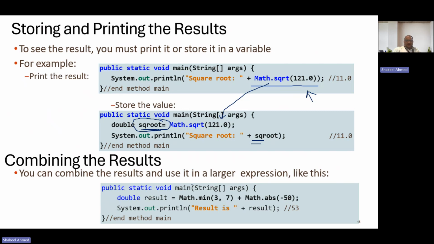So you can combine the results of different math methods together. Here I am using a minimum function, and here I am getting an absolute value, and I am combining them, and that is the result I am going to use. So the minimum of 3 and 7 is 3, and then you are adding to it, with a plus sign, the absolute value of minus 50, which is 50. So 50 plus 3, the result will be 53, and it is displayed there.